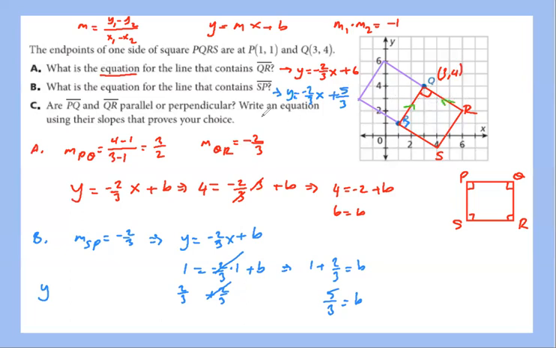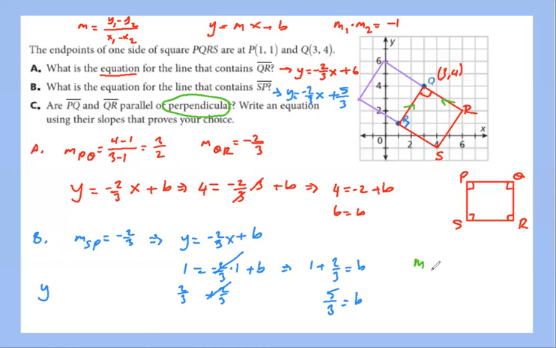Okay, so this line and this line, are these two parallel or perpendicular? It's obvious from my picture that this is one side of the square and this is the other side of the square, so they're intersecting at this corner, so they have to be perpendicular. This is one way to say they are perpendicular from the picture. And it says write an equation using these slopes that proves your choice. If you remember, at the beginning I said if two lines are perpendicular, the product of their slopes is -1. The slope of PQ is 3/2.